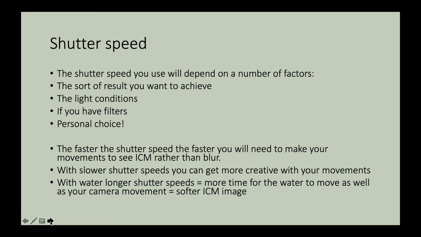Just remember, the faster the shutter speed, the faster you'll need to make movements to see the ICM rather than a blur. So although you want to shorten it down a little bit, you don't want to shorten your shutter speed so far that you can't actually have time to move the camera at all. Remember, with slower shutter speeds, you can get a little bit more creative with your movements. You can decide whether to continue the movement throughout the whole shutter speed, or whether to stop and move, or whether to change direction. But a longer shutter speed ICM always creates a slightly softer image.